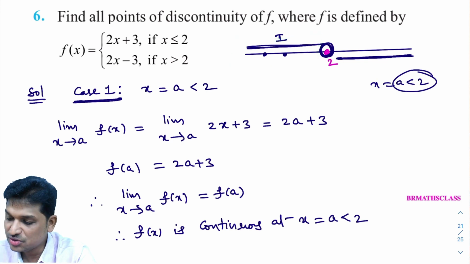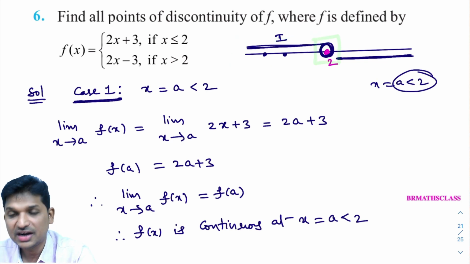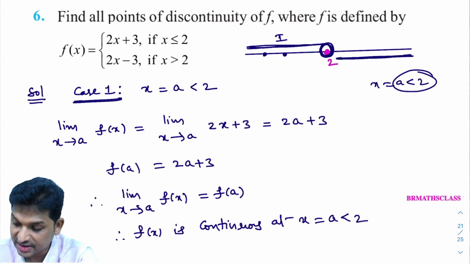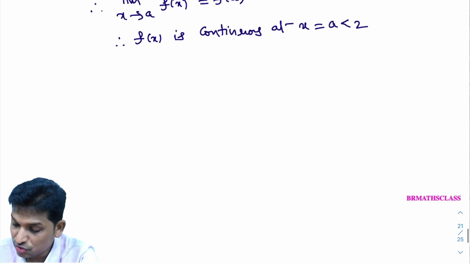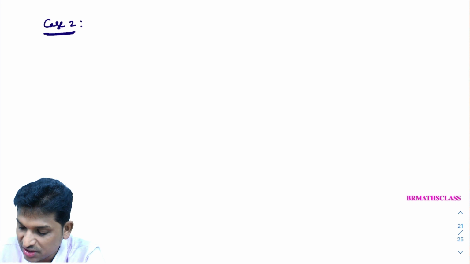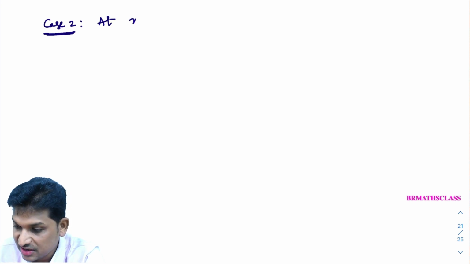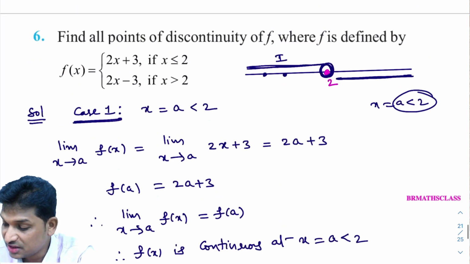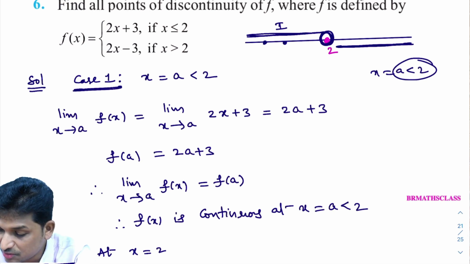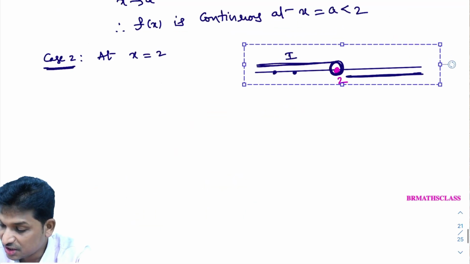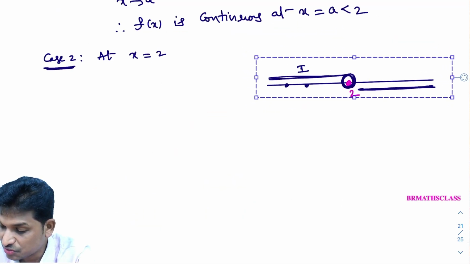Now, case 2 is checking the continuity of the function at x equal to 2. Case 1 is over. We will move to case 2. What is case 2? At x equal to 2, I am checking the continuity of the function.